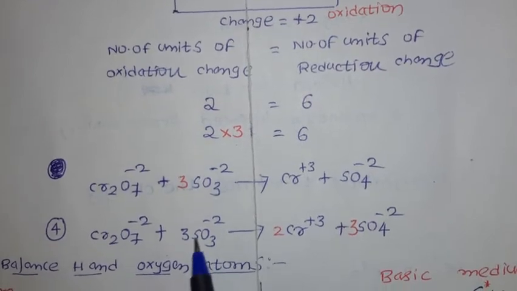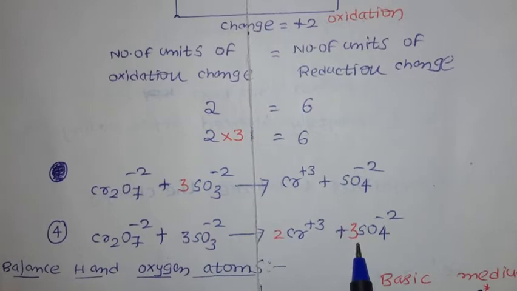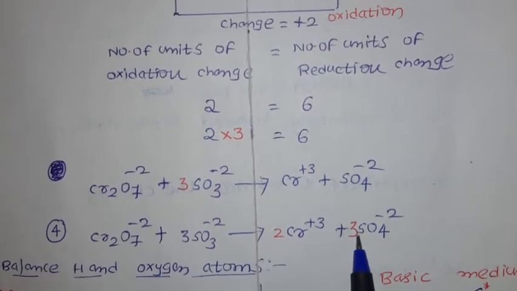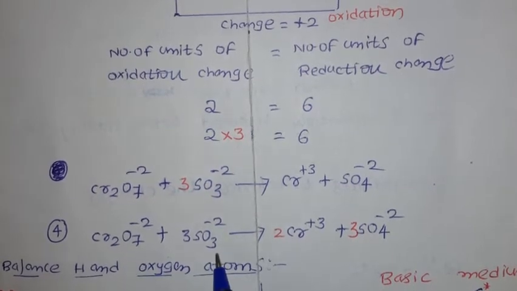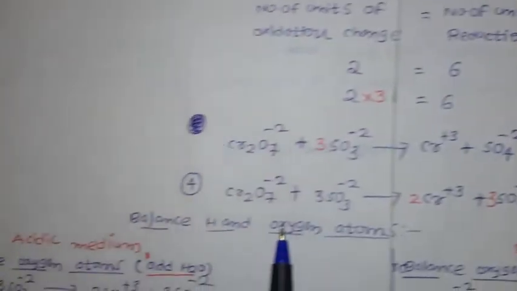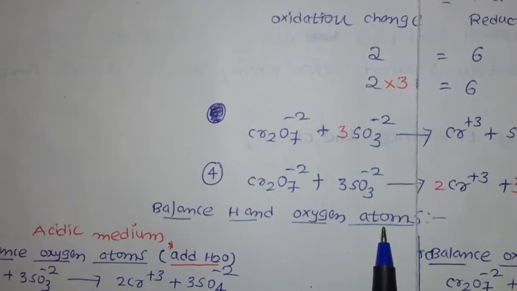Next, sulfur: we have 3 sulfur atoms on the reactant side, but in the product we have only 1 in this part, so I kept the coefficient 3. Now, importantly, other than the oxygen atoms, the remaining atoms are balanced. Now you have to balance the hydrogen and oxygen atoms. The steps are important.